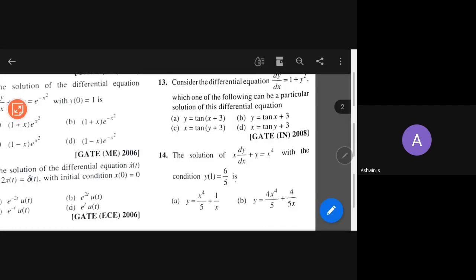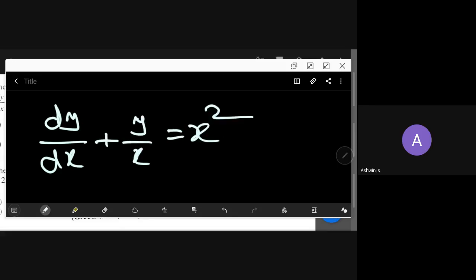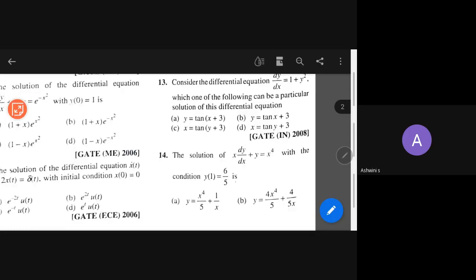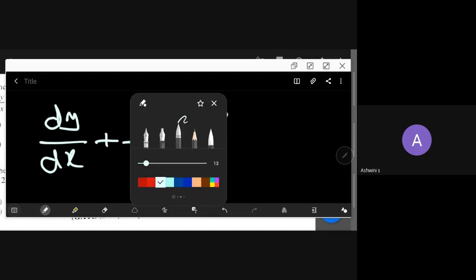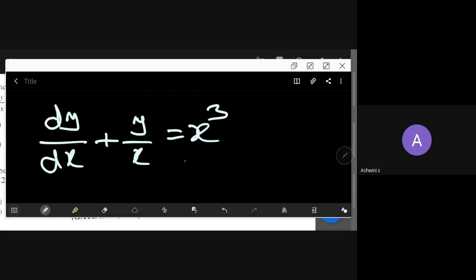So here, dy/dx plus y by x is equal to x square, because in the right hand side I think we have x cube, x power 4. So x power 4 means x cube, right? So what is p here? Here p is 1 by x, q is x cube, right?